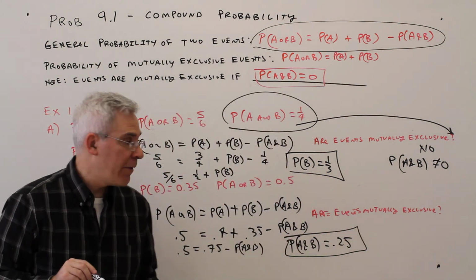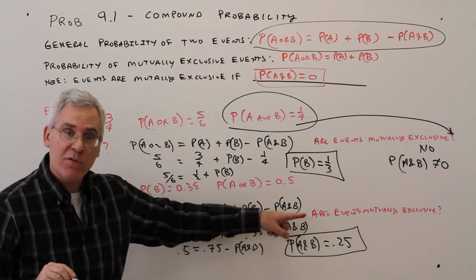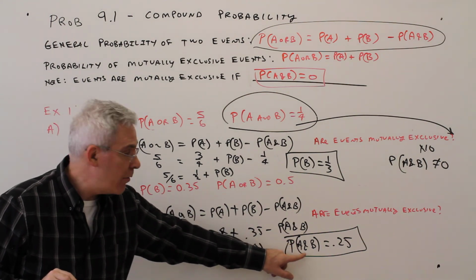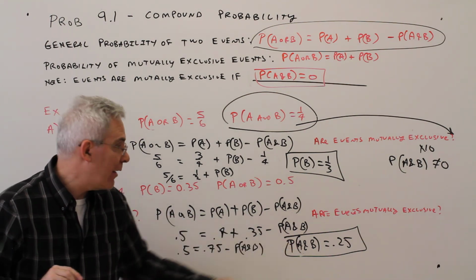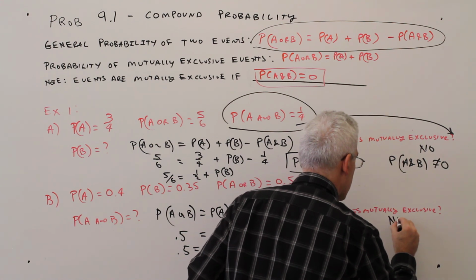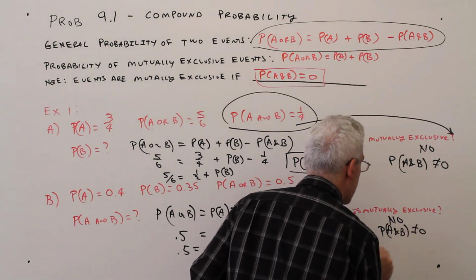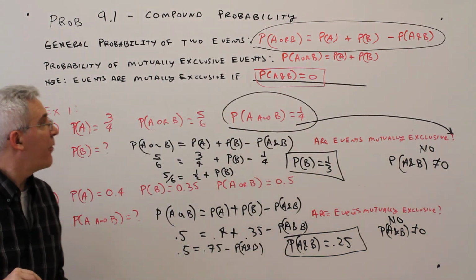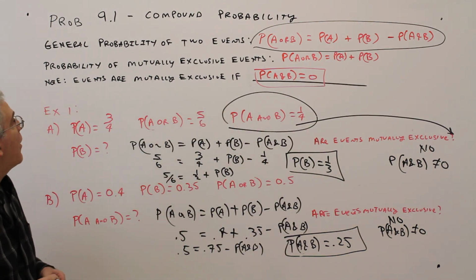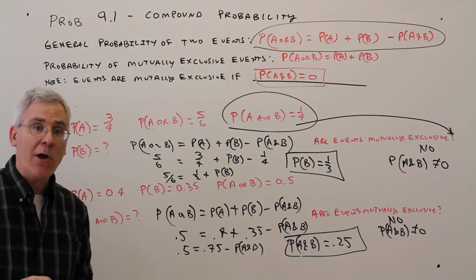All right, and then the second question, are the events mutually exclusive? Well, no, because that came out to be 0.25 and not 0. So there you have it, how to solve problems with compound probability.